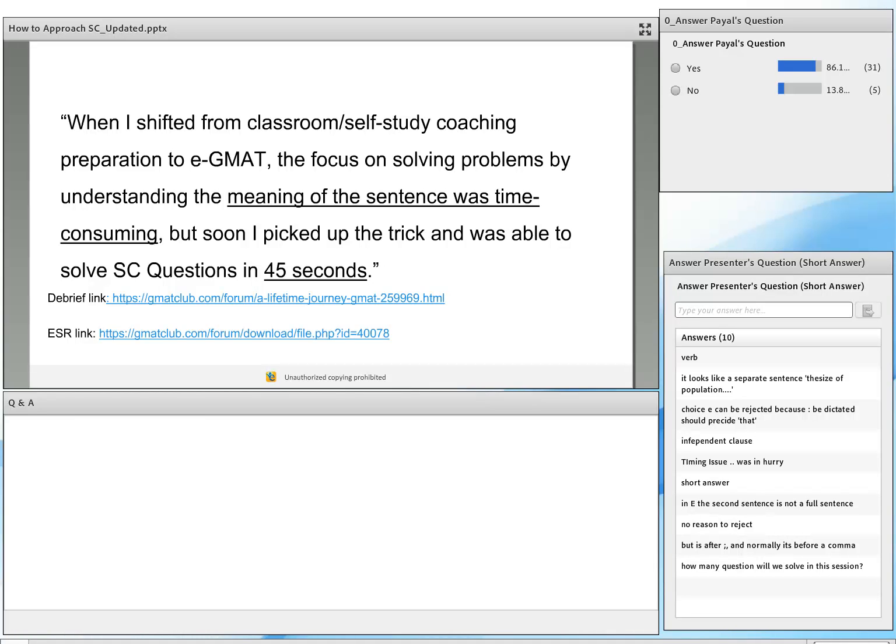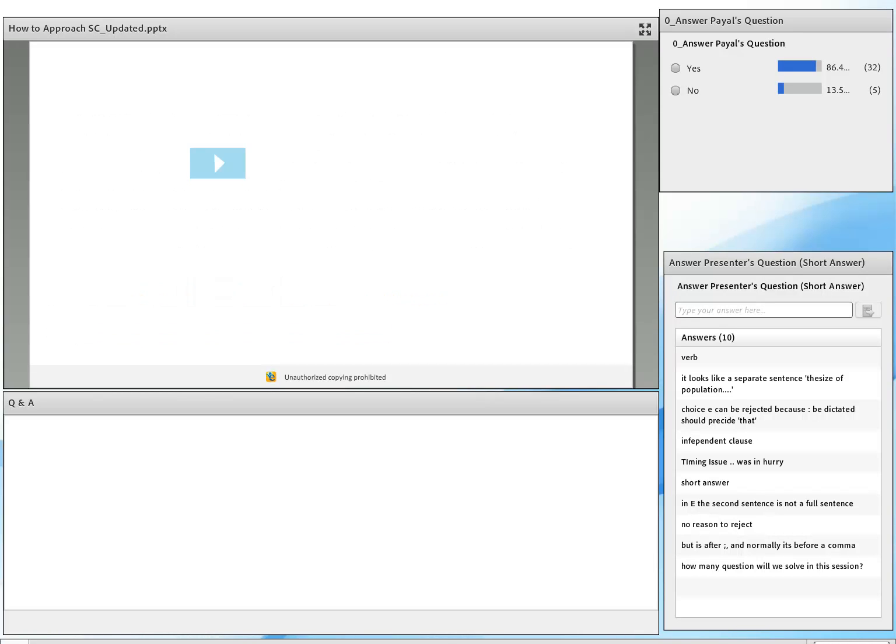When I shifted from classroom or self-study coaching preparation to e-GMAT, the focus on solving problems by understanding the meaning of the sentence was time-consuming. But soon I picked up the trick and was able to solve SC questions in 45 seconds.